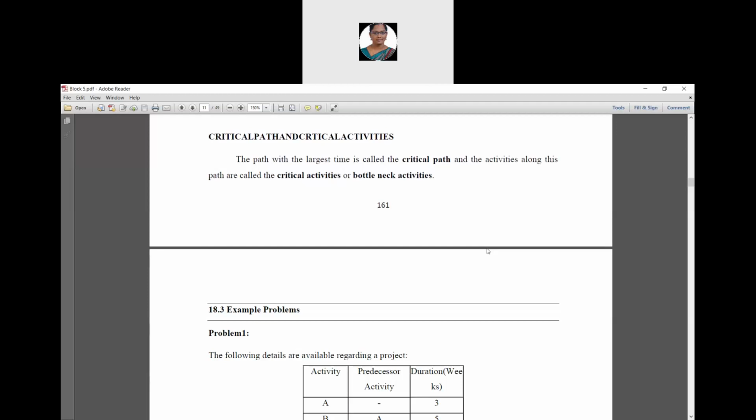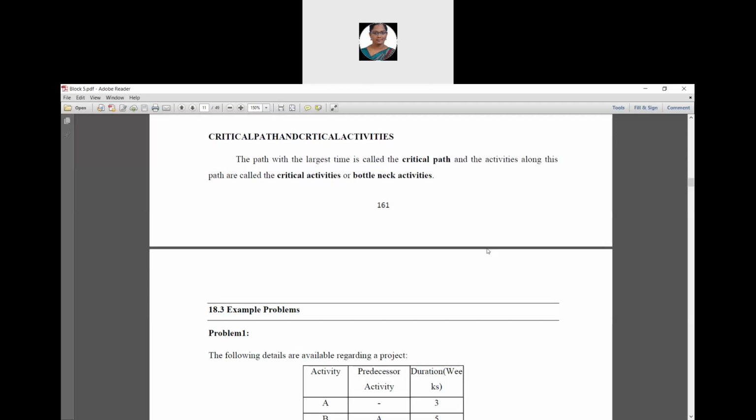So let us consider all the paths in a project beginning with the start event and stopping at the end event. For each path, calculate the time of execution by adding the time for the individual activities in that path. The path with the largest time is called the critical path, and the activities along this path are called critical activities or bottleneck activities.